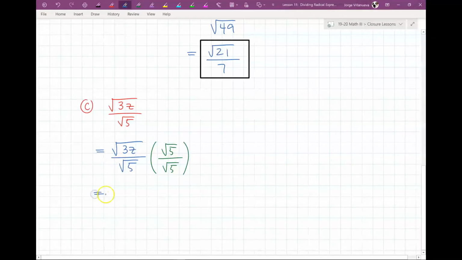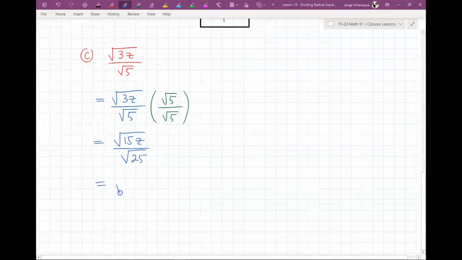Okay, so this is radical 15z, because 3 times 5 is 15, so 15z over radical 25, right? 5 times 5 is 25, and the square root of 25 is 5, so this is radical 15z divided by 5. Now, I have had students tell me, hey, Mr. V, why don't I reduce that? 15 divided by 5 is 3, right?